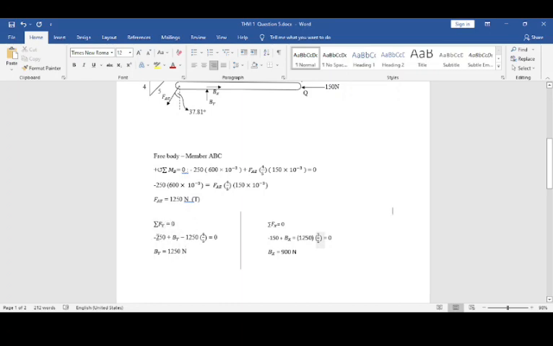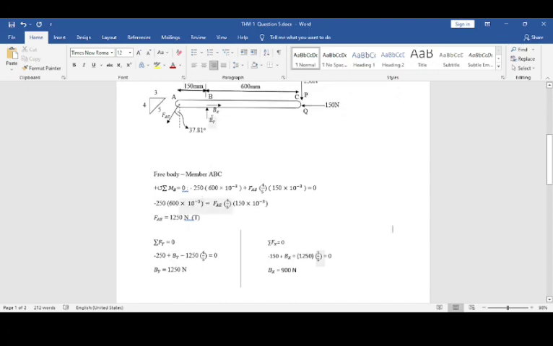Okay, so right now the summation of Fy is equal to 0. So negative 250 plus By minus 1250 bracket 405 is equal to 0. So the By is 1250 Newton. So the summation of Fx is equal to 0. So it's negative 150 plus Bx, minus 1250 bracket 3 over 5, same Pythagoras theorem, 3 over 5, equals to 0. So Bx is equal to 900 Newton.